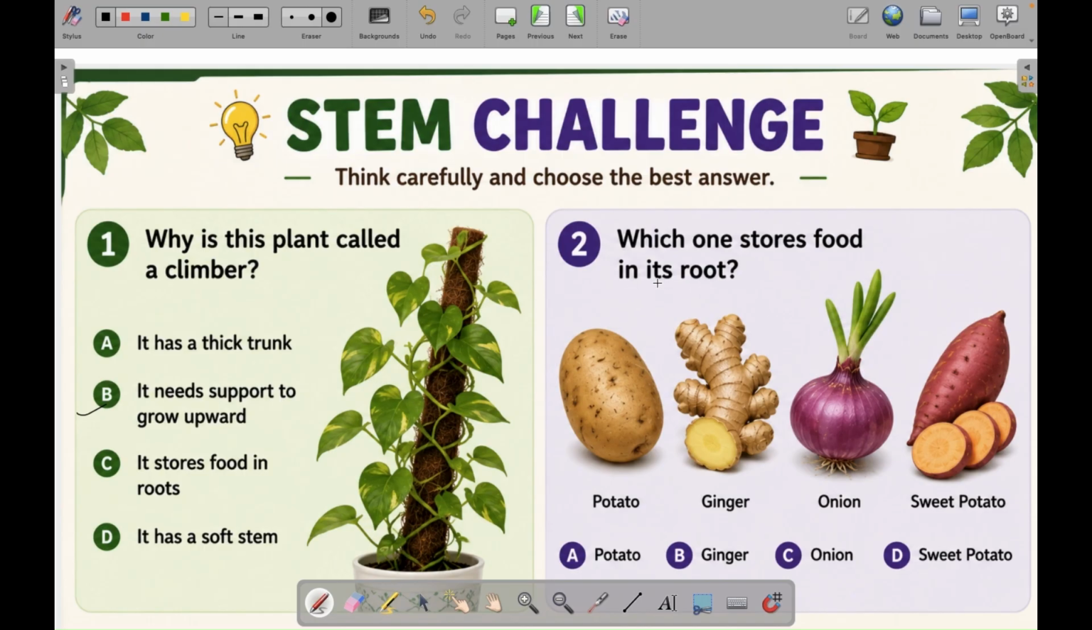Which one stores food in its root? Potato, it is a stem. Ginger, it is a stem. Onion, it is a stem. Sweet potato is a root because you'll see root hairs in sweet potato. It does not have buds like potato. So this is a very important distinction. Potato is a stem, however, sweet potato is a root. So the answer will be sweet potato.